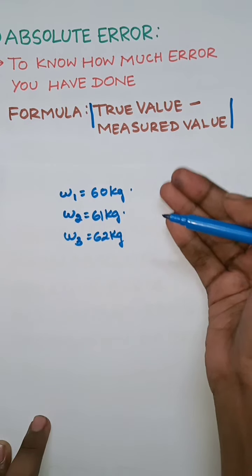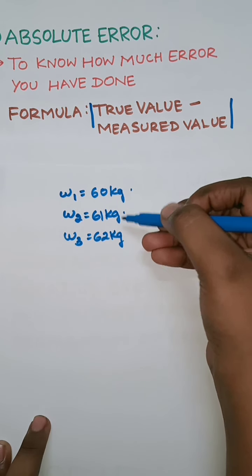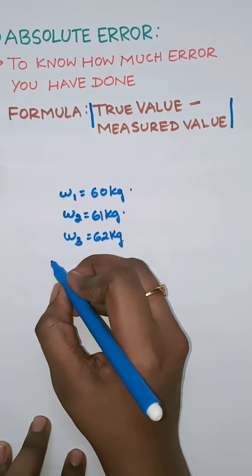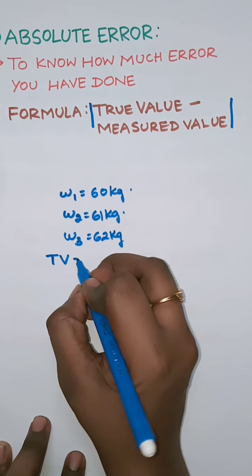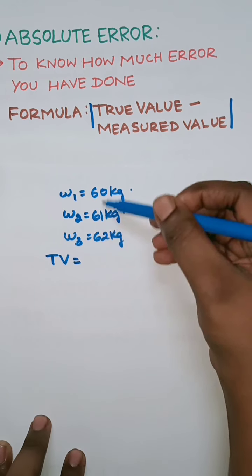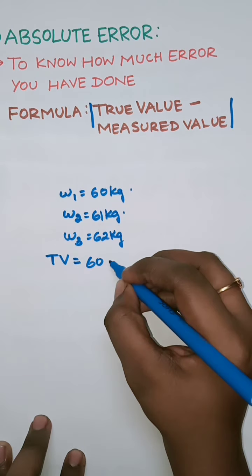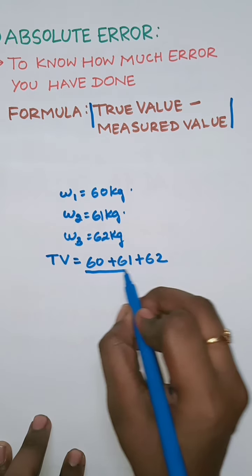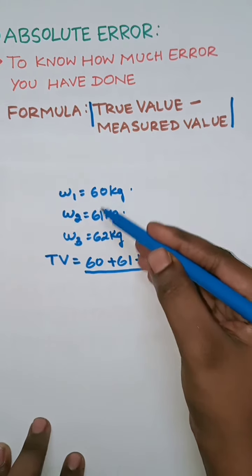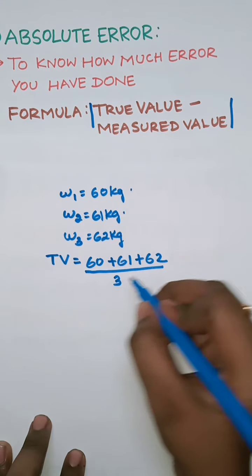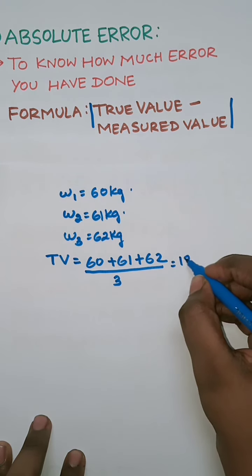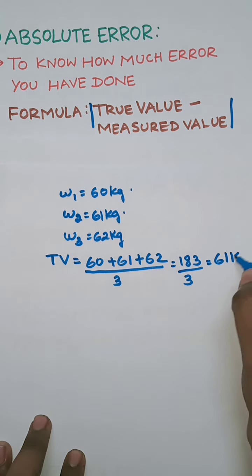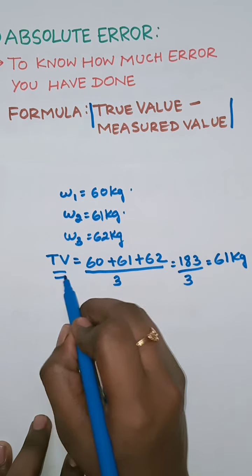Then what is my original weight? Three different weights it is showing. Then what is my true value? How to find the true value? The simple trick is to just add these three values and divide by the number of values present. Three values are present, right? So divide it by 3. What will be your answer? 183 divided by 3, which is nothing but 61 kg. So 61 kg is the true value.